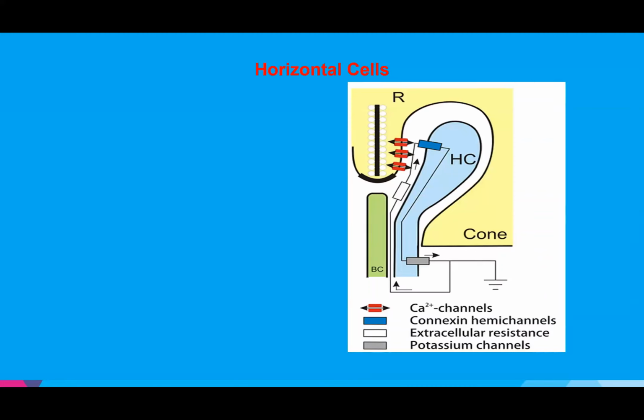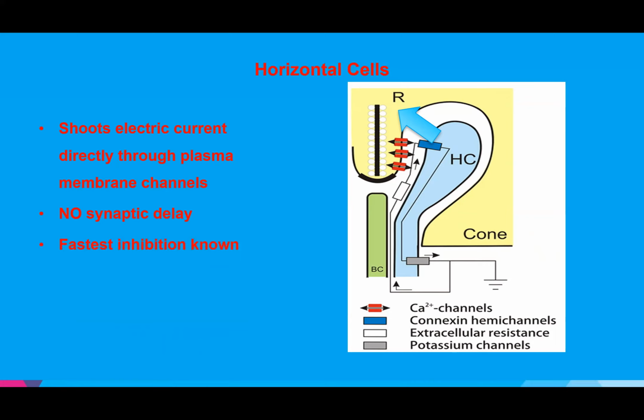And why? So if you look here, this is again the synaptic ribbon. Of course, I can always tell you who wrote this. This is a PhD, not an MD, right? Because you've got this cone and it's upside down, and the horizontal cell is coming in from below here. And then you have this R, which is for synaptic ribbon. And then you have the cone here, and this is the bipolar cell. And then you have this horizontal cell, and it's showing you all of these weird channels and stuff like that. And the thing is, it's shooting the electric current directly through plasma membrane channels into that actual photoreceptor. Okay, and why does it do this? It's because there is no synaptic delay. It's the fastest inhibition known.